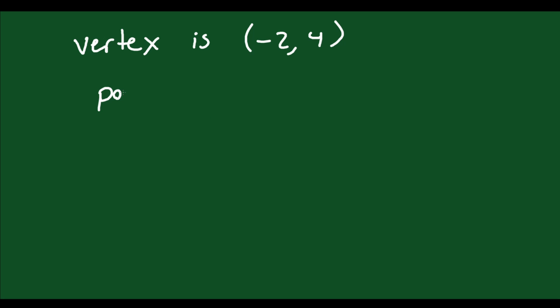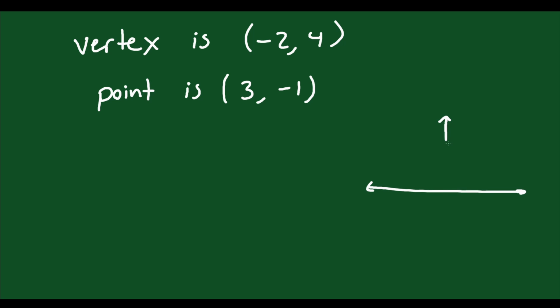Let's look at another example. Let's say that we're told the vertex of a function is (-2, 4), and we also have a point, and the point is (3, -1). So with this information, how could we possibly come up with the equation of the function? Well, we can start by sketching what we have, right? That's always a good place to start.